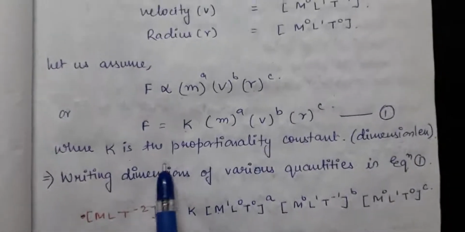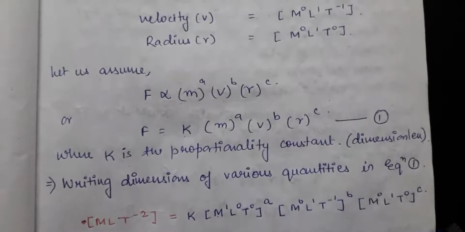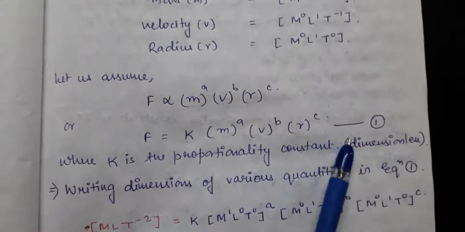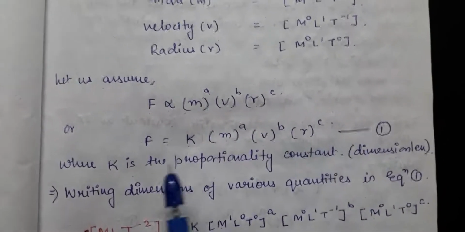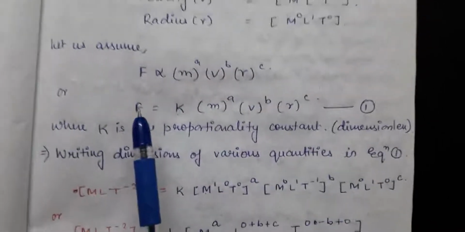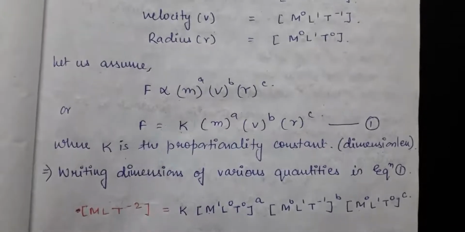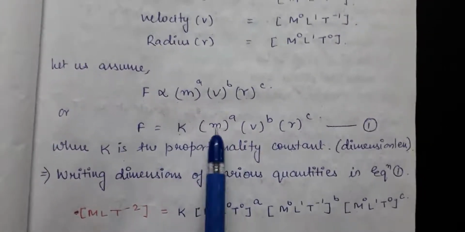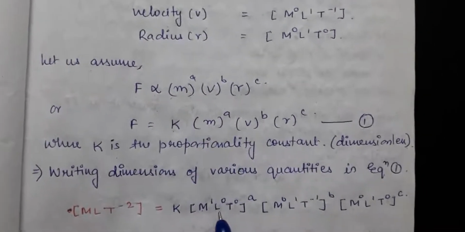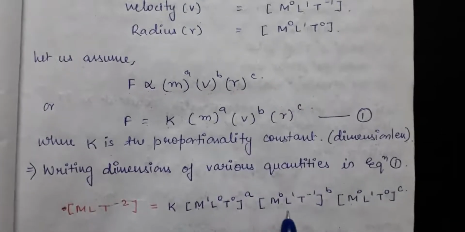Okay. Now what is the next step? Writing dimensions of various physical quantities in equation number 1. Suppose I have given this equation as equation number 1. So what I have done now, I have replaced the physical quantities with their dimensional formulas. In place of force, I will write the dimensional formula of force. In place of mass, I will write the dimensional formula of mass. In place of velocity, I will write the dimensional formula of velocity.